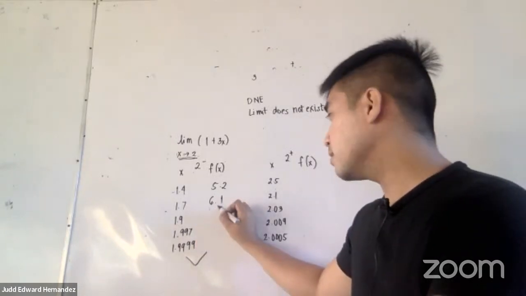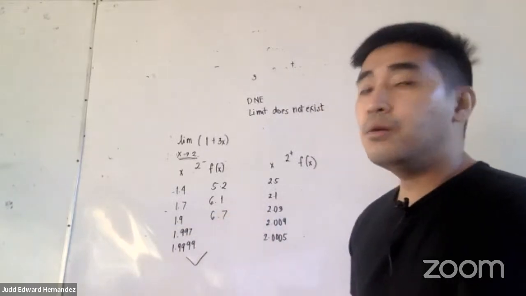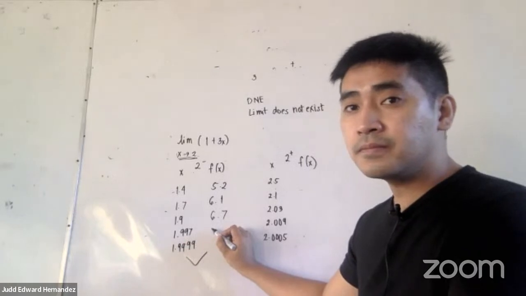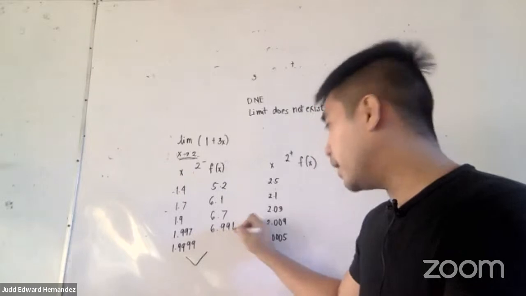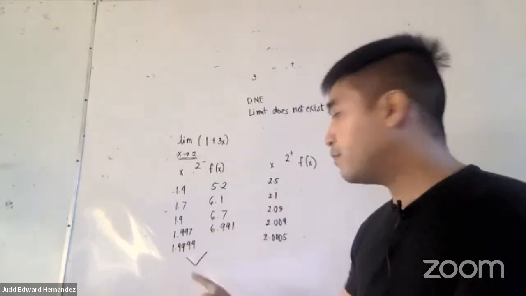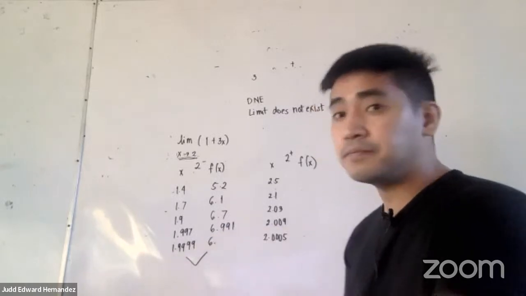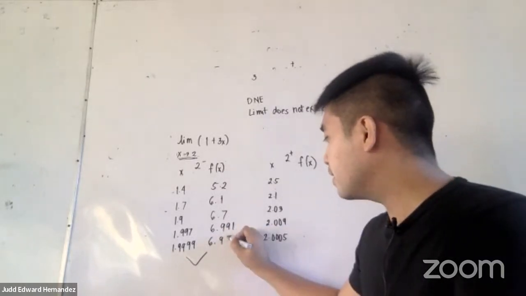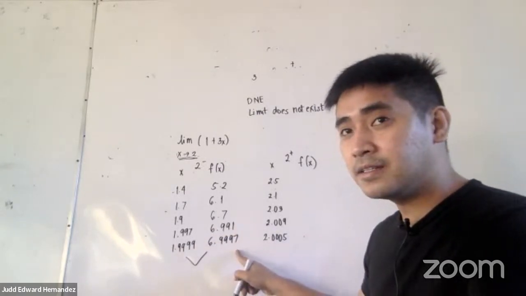It becomes 6.7. We are given 1.997. It becomes 6.991. Okay. What if we're given 1.9999? It becomes 6.9997. Tama ba? Opo.